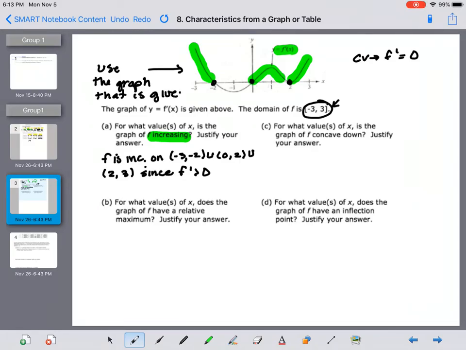That's a really important thing for AP. If they give you the graph of f prime, whenever I justify my answer, I want to use f prime in that justification. Okay. I can also take this graph and put it into the number line that we're used to dealing with. So I'm going to turn this into a number line.